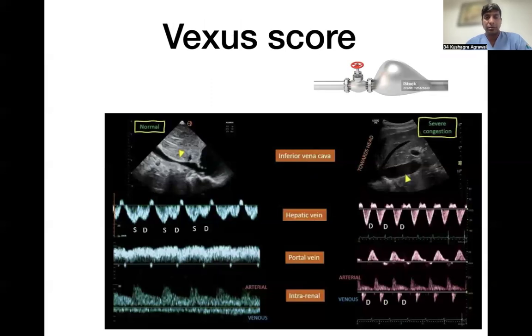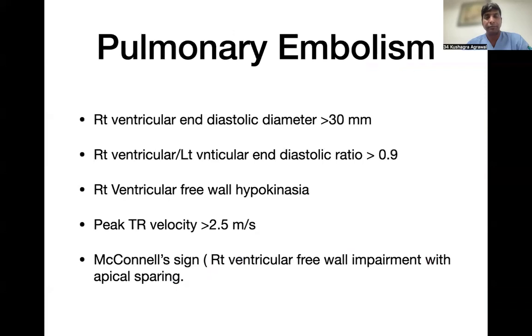Like in the VExUS score, we measure the backflow: backflow in the IVC, in the pulmonary vein, in the hepatic vein, and the renal vein. But if the VExUS score is high, or if there is congestion, we will get a different kind of tracing. But this is not part of this lecture. This will be covered in a separate talk.